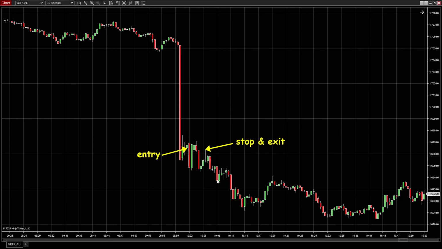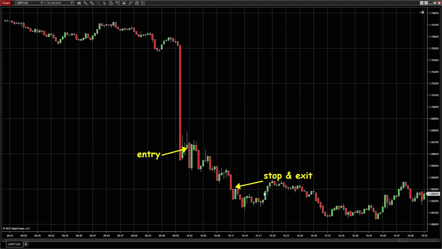And then it makes another lower high, lower low, lower high, lower low. At this point, our stop and exit is here. After we make another lower low here, the trend doesn't go any further. Instead, it goes up and then breaks the stop and the exit level. So we exit the trade.